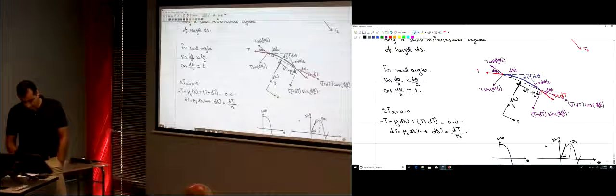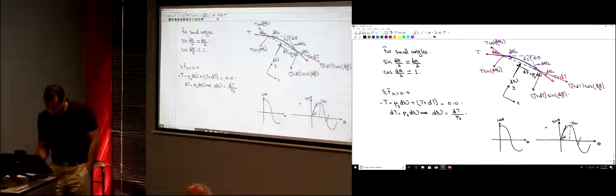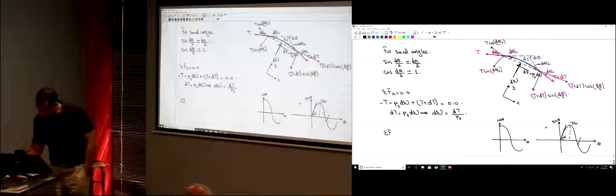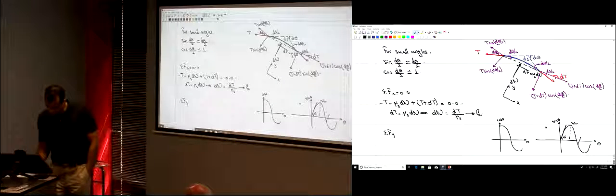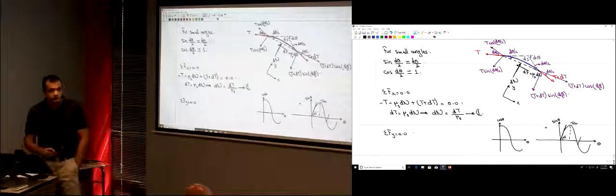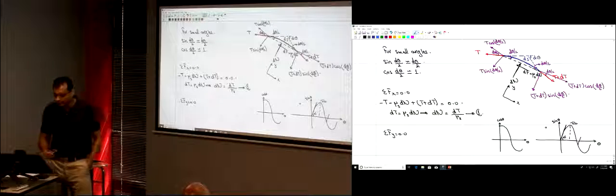That's dt divided by mu s. Okay? And then let's apply the other equation. So this is equation 1. What's the other equation? The summation of the forces in the y direction is equal to 0. What are the forces in the y direction?